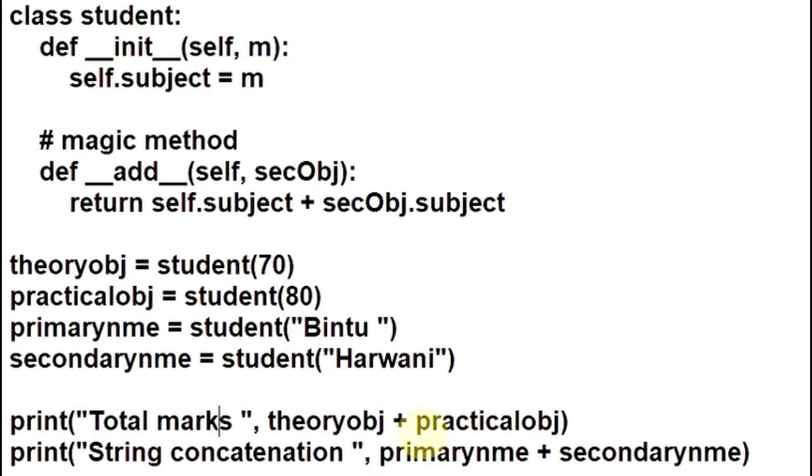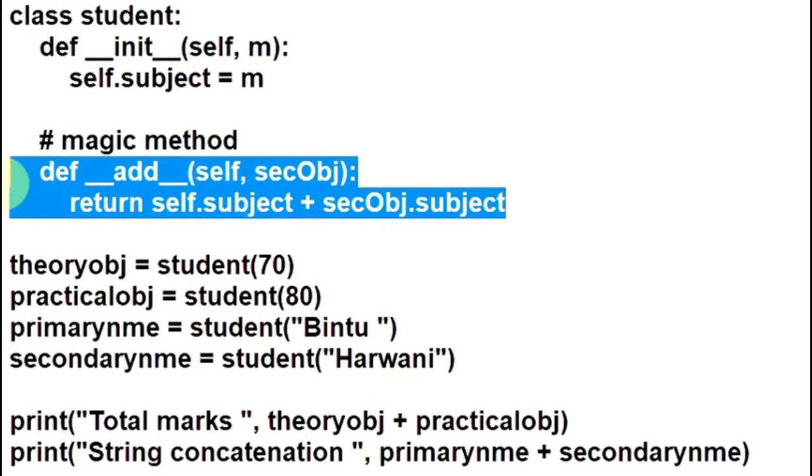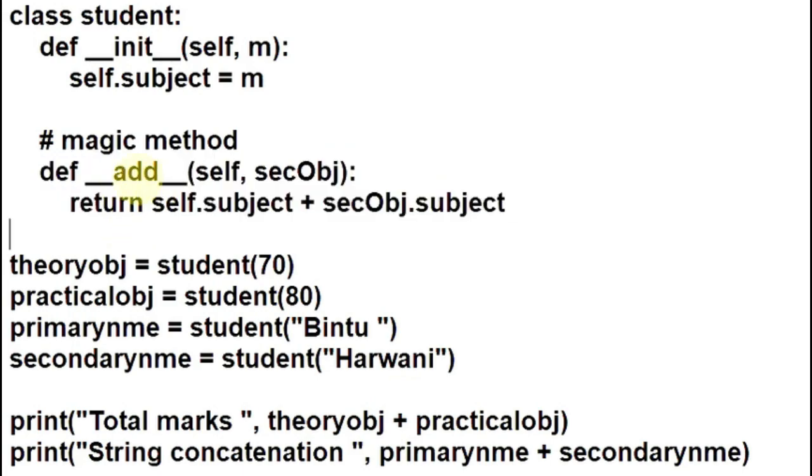The moment the compiler looks at this plus operator, it will realize that in this program there has to be a magic function, this add, right? And it will invoke it. Now let me tell you, this plus operator is invoked by theory obj, and this practical obj will be passed as a parameter to this sec obj. Sec obj, I am assuming it to be the second object, right?